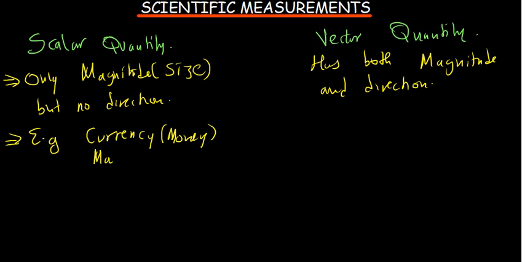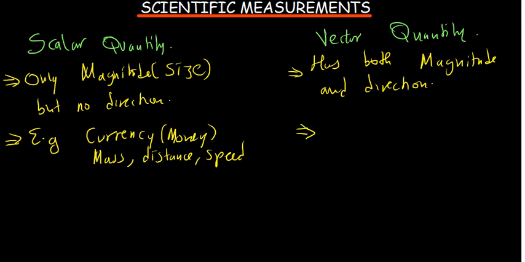Another thing you can talk about is mass. Mass has no direction. If you are 20 kg, you are 20 kg. Apart from mass, you also have distance. Distance is also a scalar. Apart from this, you also have speed. You need to know this because they come in the exam.